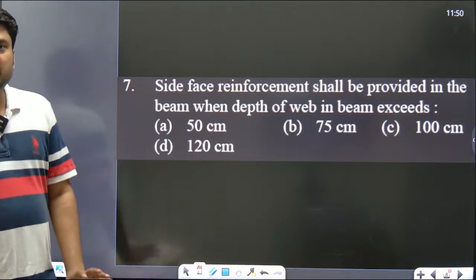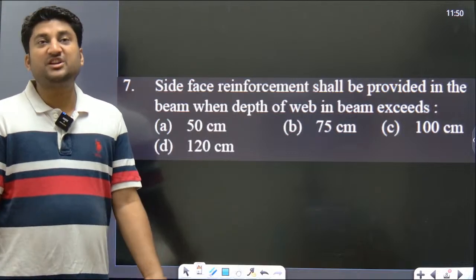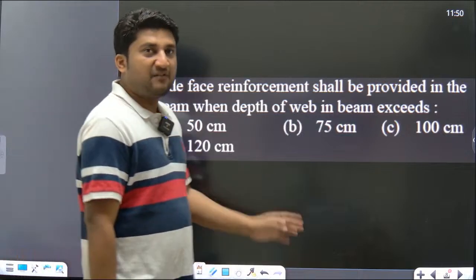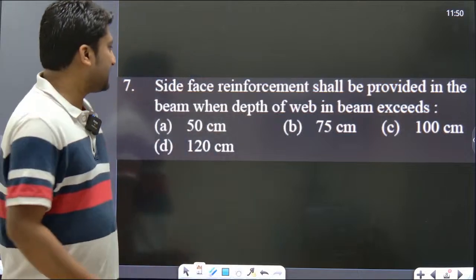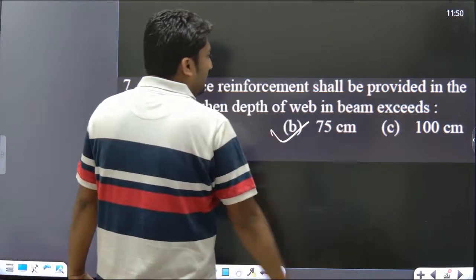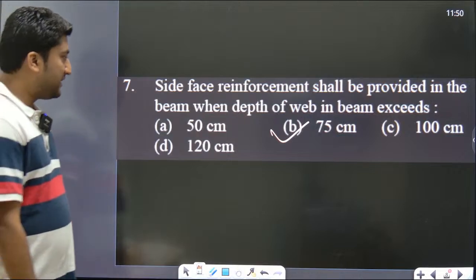So the depth of the beam exceeds 750 mm. How much reinforcement? 0.1% of the web area we will provide at a maximum spacing of 300 mm. Yes or no? This we have already covered. Option B is the correct answer.